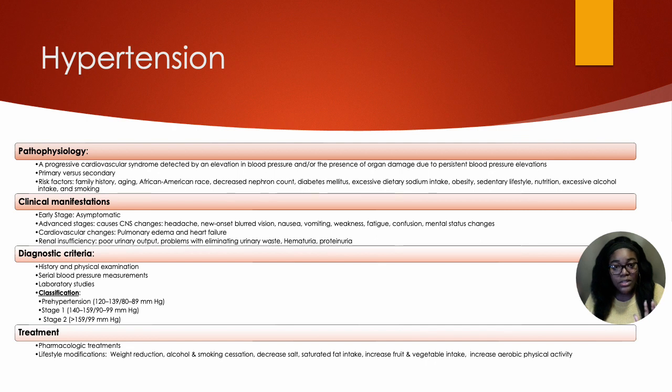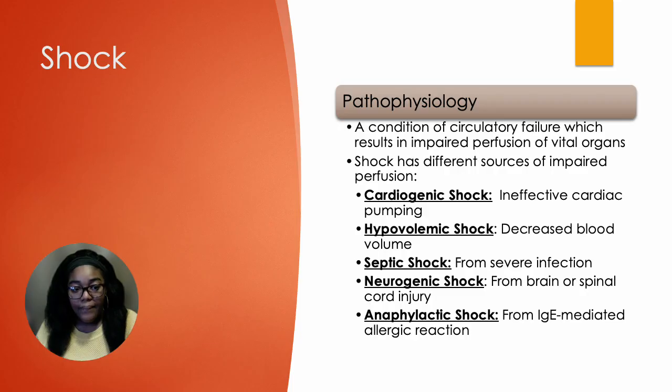So this is your clinical model of hypertension, and this is how we normally deal with that in the clinical setting. So the next clinical model is shock, and we have several different types of shocks that we know about, and the etiology really depends on what type of shock that you're experiencing. So overall, shock is a condition of circulatory failure, and it results in impaired perfusion of vital organs. So there are different sources of impaired perfusion.